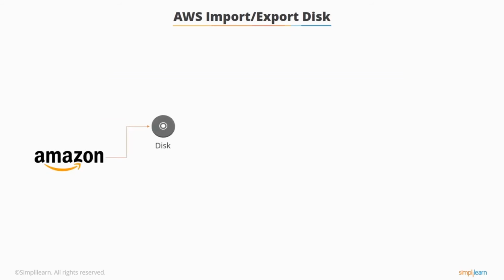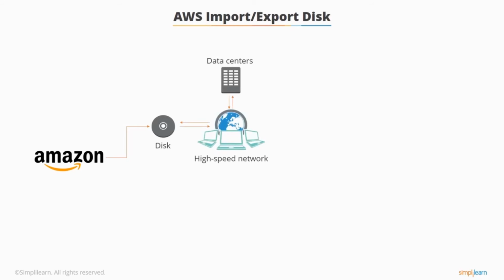Disk was the first service offered by Amazon to transfer data using UPS or mail. This service enables transfer of data from and to your on-premises data center using Amazon's internal high-speed network. It is an ideal choice to transfer small amounts of data.